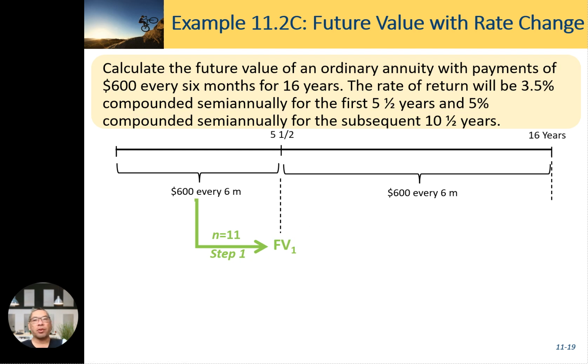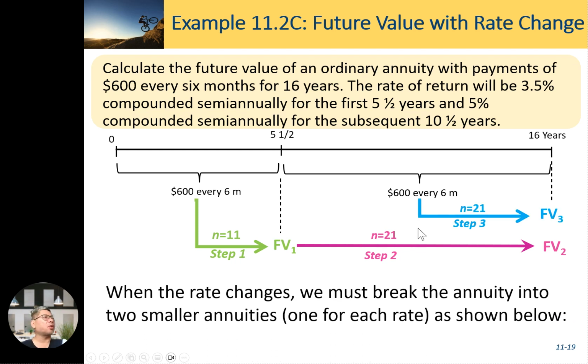You get the future value step 1, and then you calculate the future value step 2, which is N of 21 for future value step 2. After that, you calculate step 3, which is future value 3. Because there's a rate change, we must break the annuity into 2 smaller annuities, as shown below.